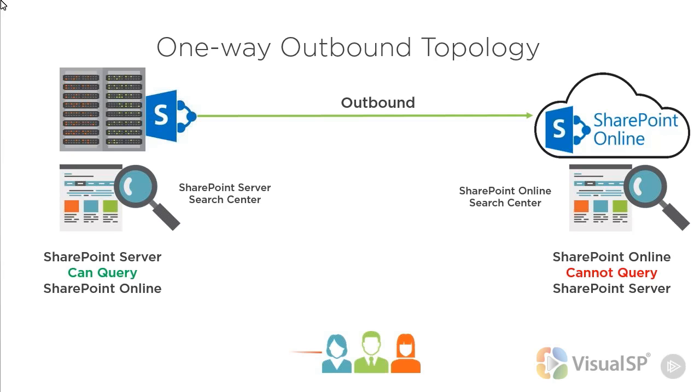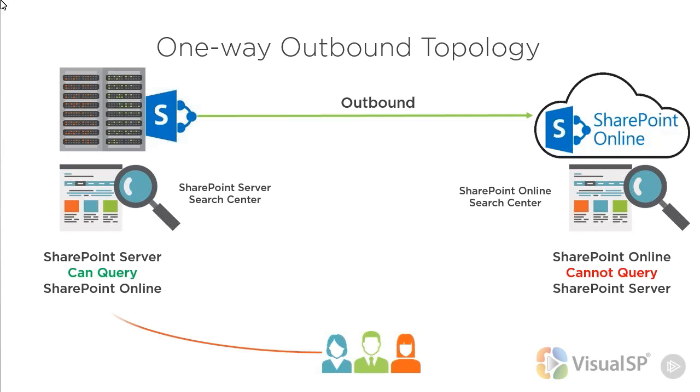Now let's talk the other way, inbound topology. So remember, inbound means that SharePoint Online goes inbound to SharePoint On-Prem to get the information. In a one-way inbound topology, SharePoint Server cannot query SharePoint Online, but SharePoint Online can query SharePoint Server. So a business user that does a search in SharePoint Online will see results from both SharePoint Online and SharePoint On-Prem, but a user who goes to SharePoint Server On-Prem would only see results from SharePoint On-Prem, and will not see the results from SharePoint Online.